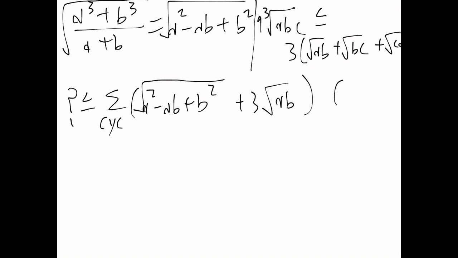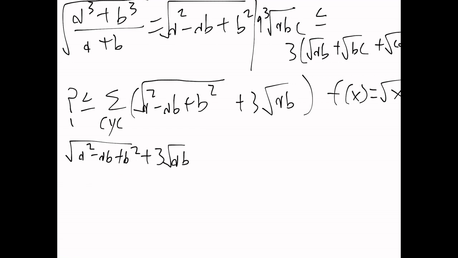So let's let f of x equal the square root of x. We know that this is going to be a concave function. So at least for the square root of a squared minus ab plus b squared, plus 3 square roots of ab, since it's concave, this is going to be less than or equal to 4 square roots of (a squared plus 2ab plus b squared) all over 4.